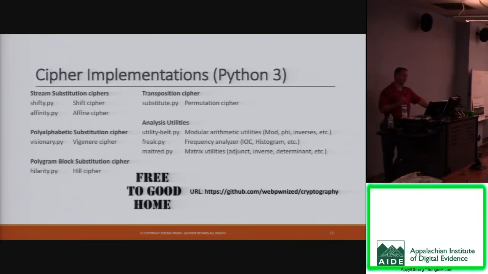And then Visionary is the one we're going to use today, and it implements the Vigenère cipher, one of the polyalphabetics. And the script that I was talking about early on, that was a polyalphabetic. It was a type of Vigenère cipher that the person had changed just a little bit, but conceptually the idea is going to be exactly the same.